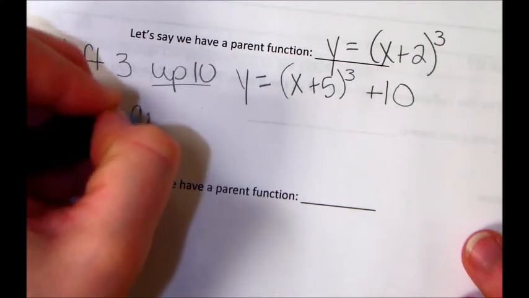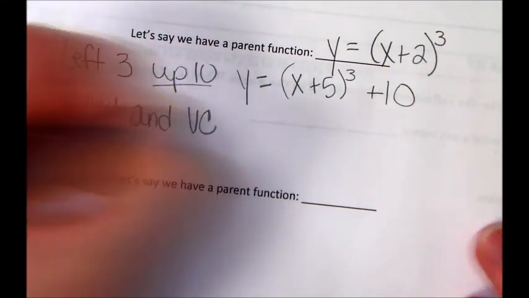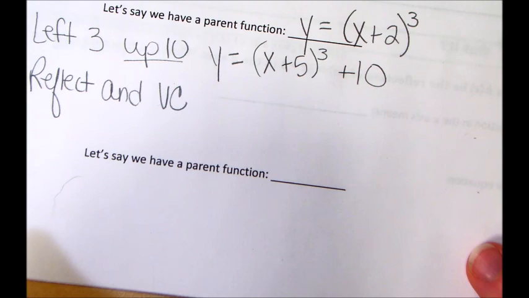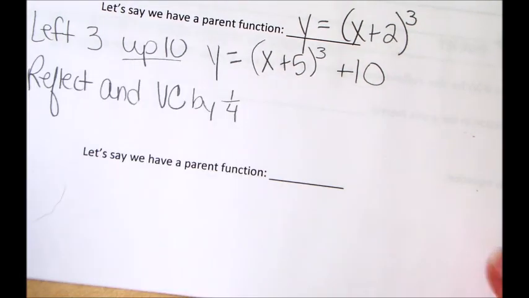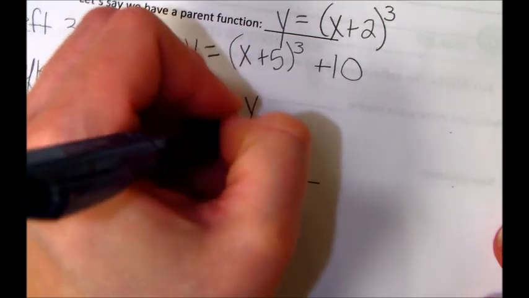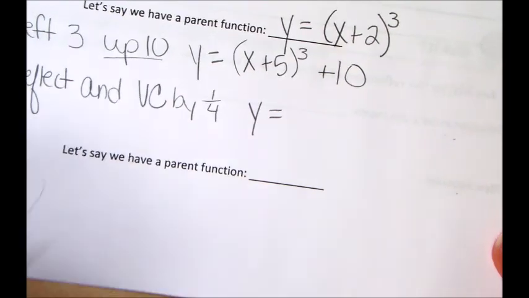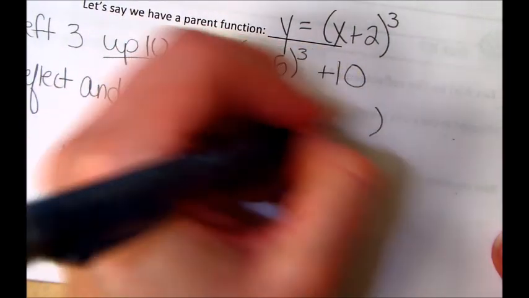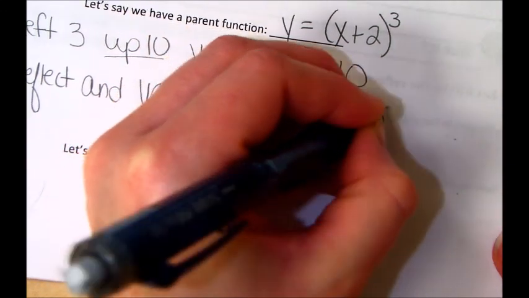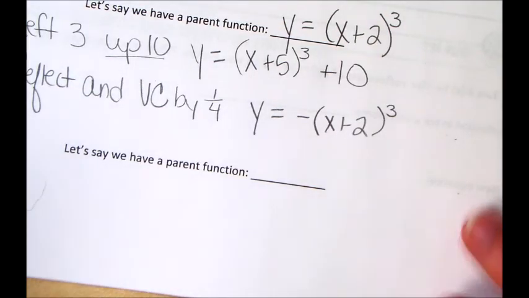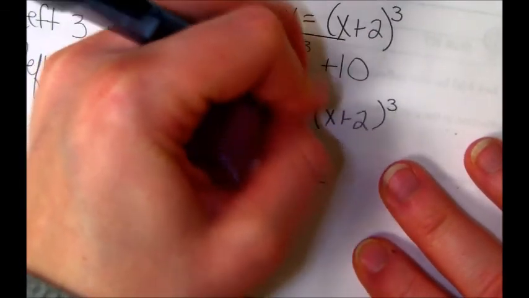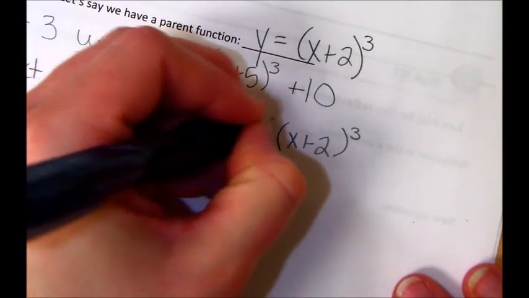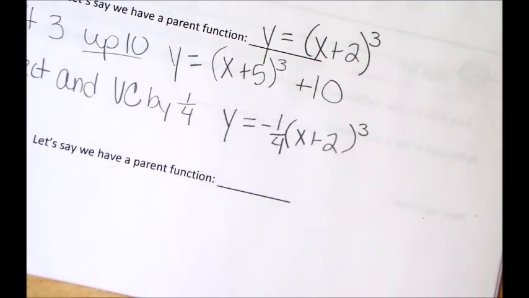So we'll write this, and vertically compress it, let's do it by a factor of 1/4. Ready? Original equation. To reflect something, you simply make it negative. So we have negative (x plus 2) quantity cubed. Now to vertically compress it, we just have to multiply the whole thing by that 1/4. So I'm going to move this negative over a little bit, and we just put a 1/4 out front. That's it.